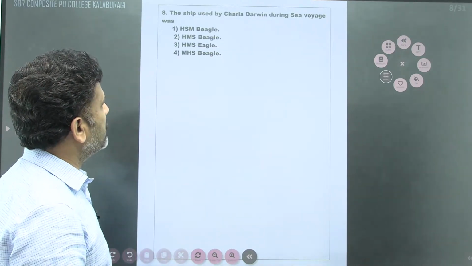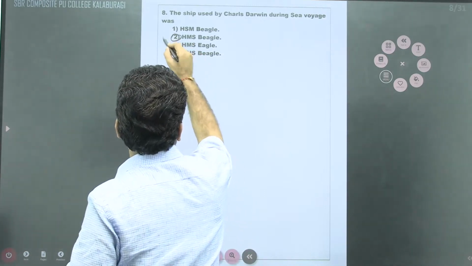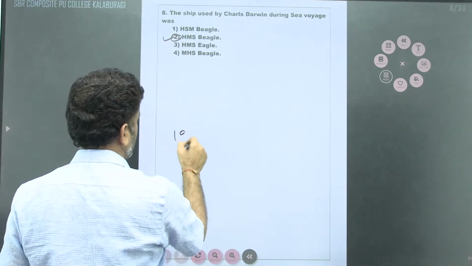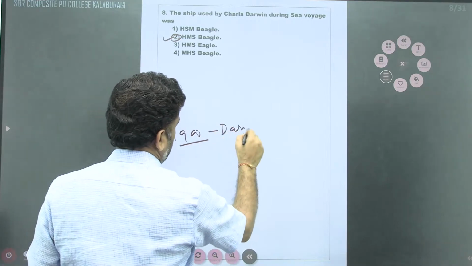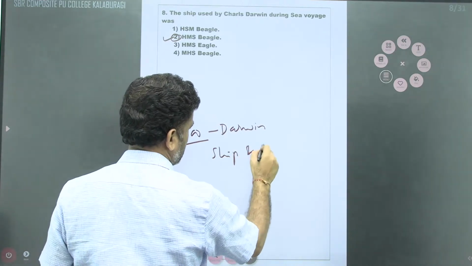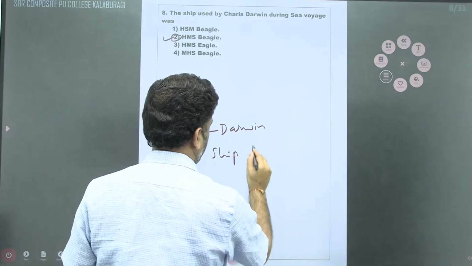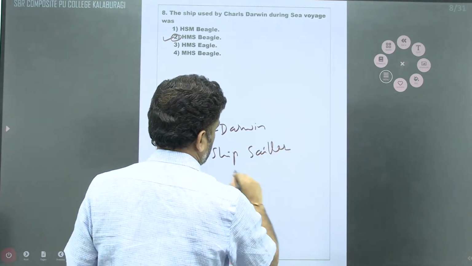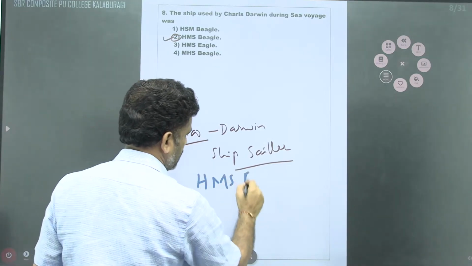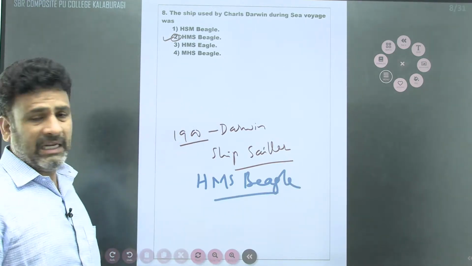Next, the ship used by Charles Darwin during his sea voyage was HMS Beagle. During his voyage in the 19th century, Darwin worked as one of the sailors in a ship company called HMS Beagle.